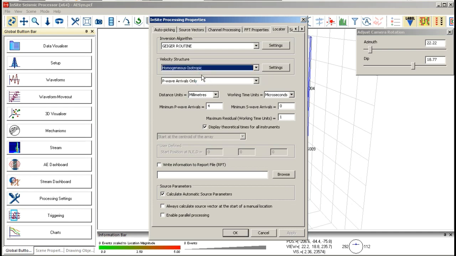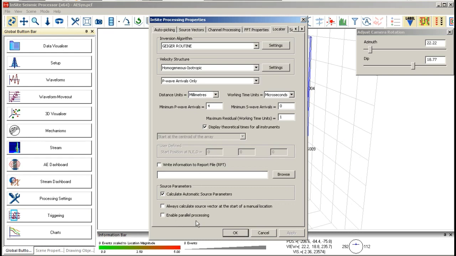I'm going to use a homogeneous isotropic velocity model and then choose the phase. I'm only using the P wave because, again, this is the lab case. I don't pick the shear wave, but if it's a mining case or hydraulic fracturing case, you're definitely going to use both P and shear waves. The minimum P wave arrival is 4, so if there are fewer than 4 picks, the location will fail. I'm not using the shear wave, so the number here is 0. That's pretty much the settings you need.